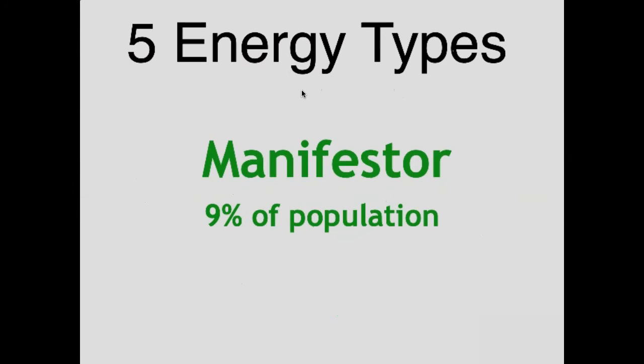So manifestors make up 9% of the population. These are referred to as initiators. They are the starting line. They work on their own time, and they are the first ones to come up with these ideas and then work with the generator types, the manifesting generator and the generator, to relay it and collaborate on bringing stuff into form.